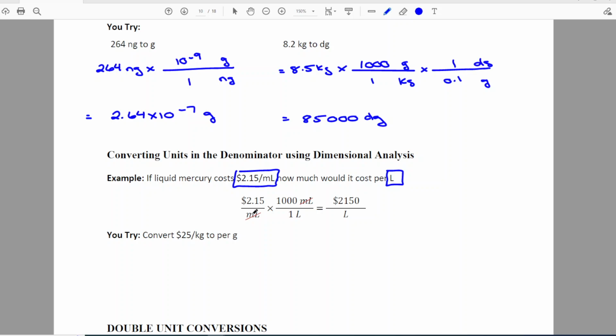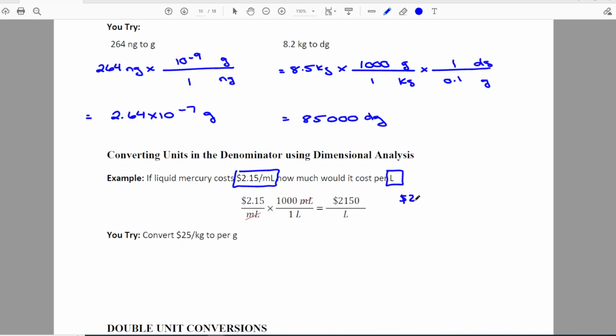$2.15 per milliliter. And this time, instead of changing a dimension that's in the numerator, we want to change the milliliters into liters. The only thing that changes is that instead of putting the unit that you have in the denominator, you put it in the numerator so that they'll cross out, and then you put the unit that you want in the denominator. So if I want to convert milliliters into liters, I'm going to put the milliliters on top, liters on the bottom, and I know that 1 liter is 1,000 milliliters. So then I can type in 2.15 times 1,000 and I get $2,150 per liter.